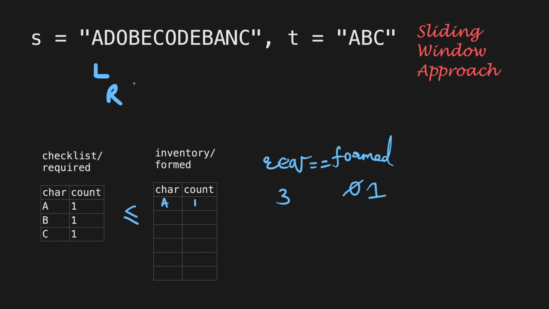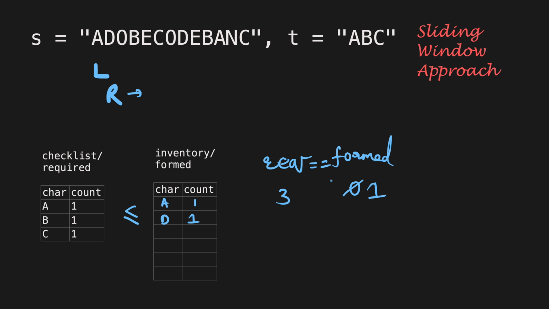And the rule is simple. As long as the window is not valid, we move the right pointer one step to the right, including the new character in our window and updating its count in our inventory map. So now the window has characters A and D. So we add D to the inventory map. And since D isn't in our checklist, the formed count remains 1 and the window is still not valid because formed is less than required.